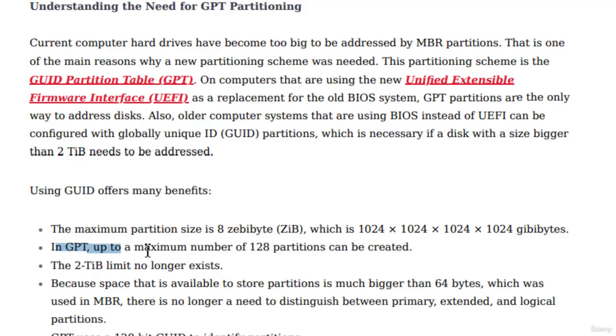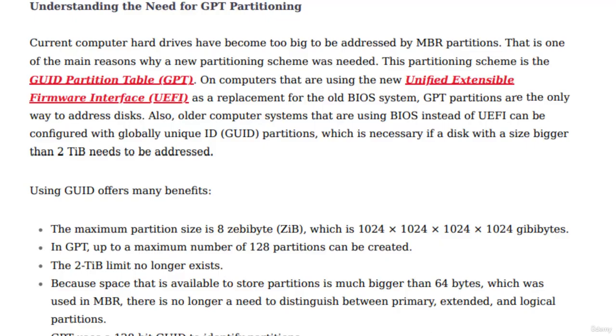Also GPT supports a maximum of 128 partitions. You can create 128 partitions, but the partition size is 8 ZB, not GB, ZiB. Okay. And GPT uses 128-bit globally unique identifiers for partitions and keeps a backup copy of the GUID partition table inside.